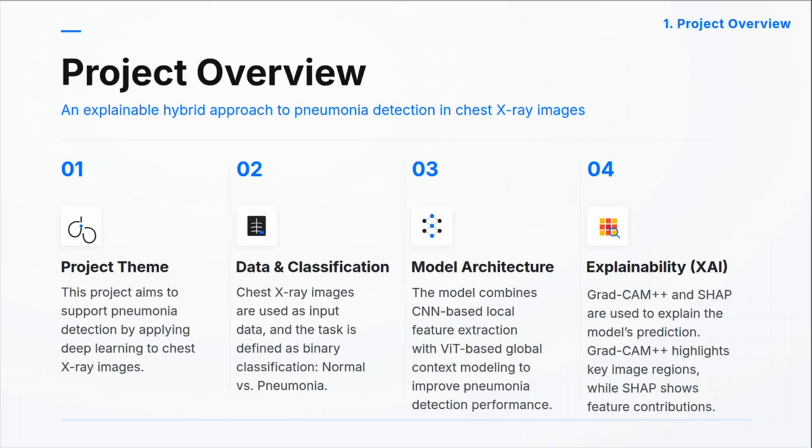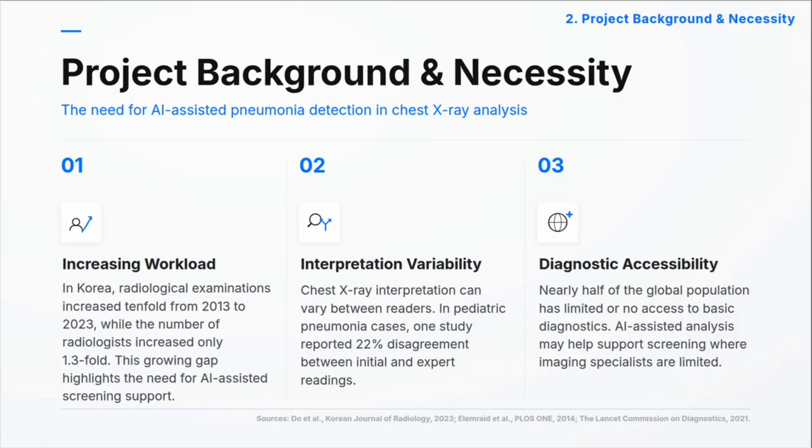First, this is the project overview. This project is a deep learning system that classifies pneumonia from chest X-ray images. We used a hybrid structure combining CNN and ViT along with Grad-CAM++ and SHAP-based XAI analysis. Next is the motivation of our project.